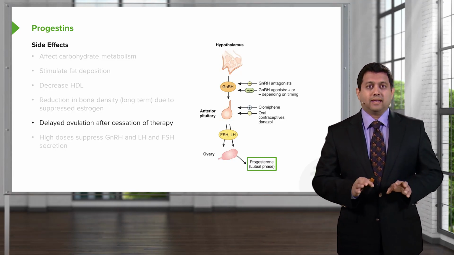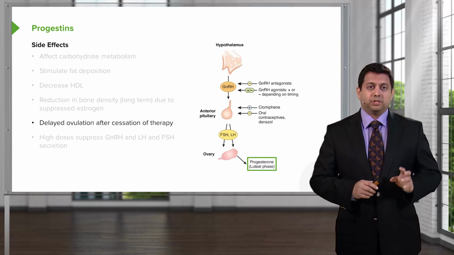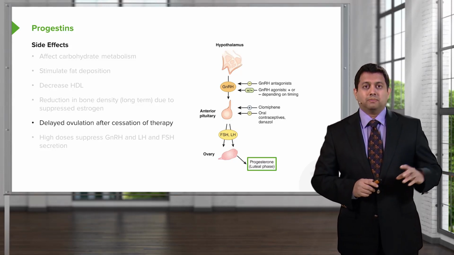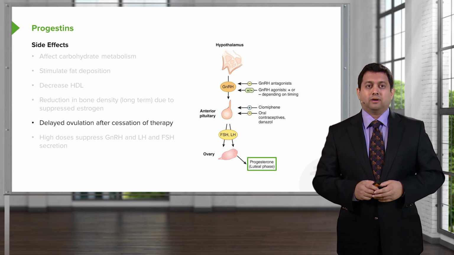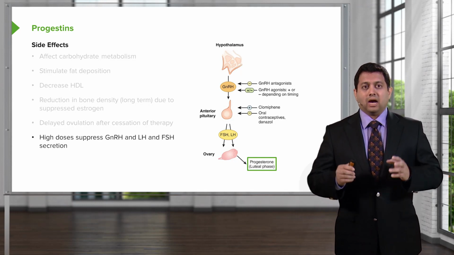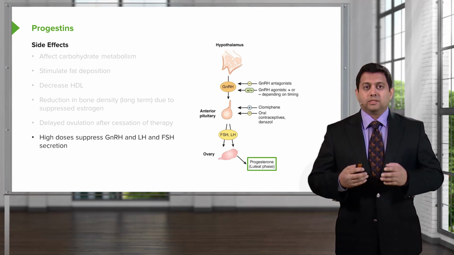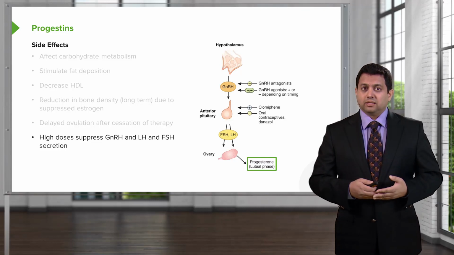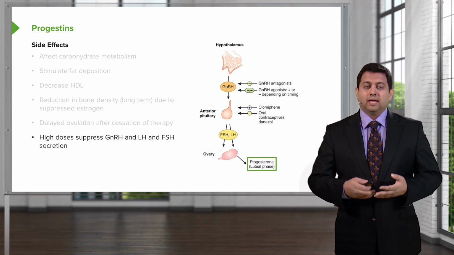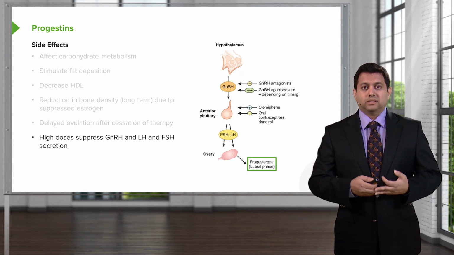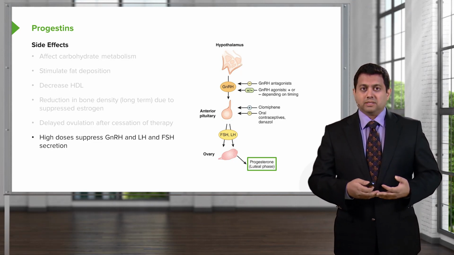We know that there's delayed ovulation after you stop progestins, so sometimes patients may take as long as 3 months to have ovulation start up again. And high doses of progestins will suppress gonadotropin-releasing hormone and luteinizing hormone and follicle-stimulating hormone secretion from the hypothalamus and pituitary.